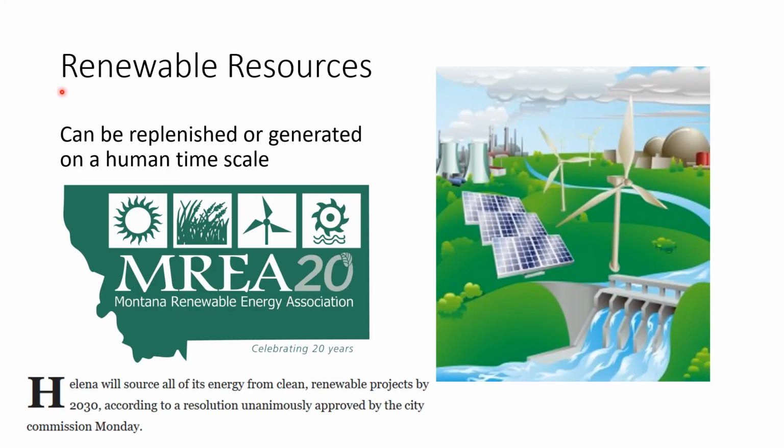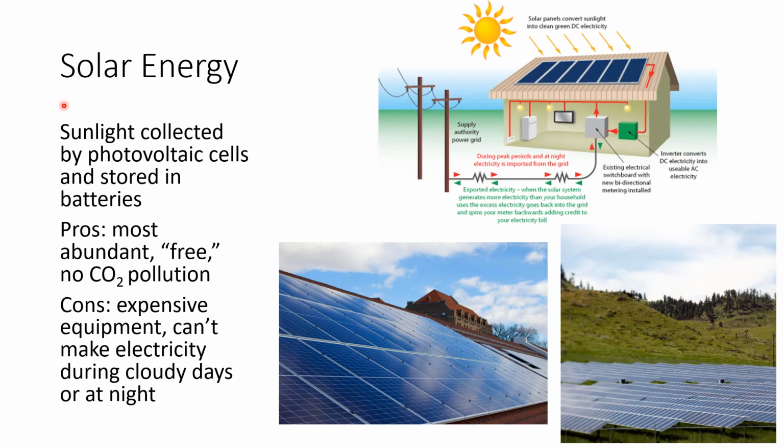So now on to renewable resources. These are things that can be replenished or generated on a human timescale, so they're a little bit more feasible for us to be using for our energy burning needs. So just quick little thing, in Helena back in February, they announced that by 2030 we're going to be using only clean renewable energy for our power in the Helena area. First type of renewable resource is solar energy.